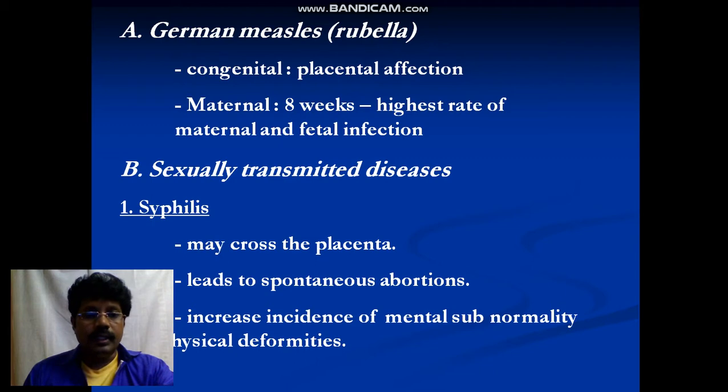On the aspect of syphilis, the syphilis crosses the placenta. The causative organism is Treponema pallidum. The Treponema pallidum crosses the placenta, leads to spontaneous abortion, increased incidence of mental subnormality and physical deformities too. Because of the syphilis, the baby may be born with a mental subnormality.